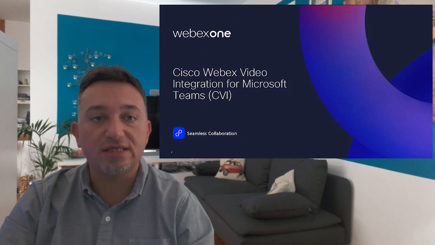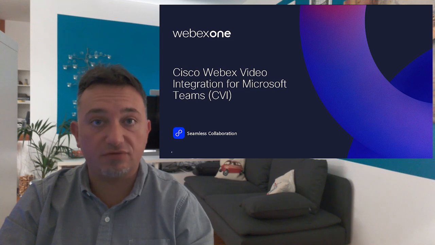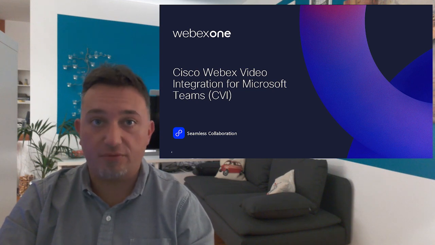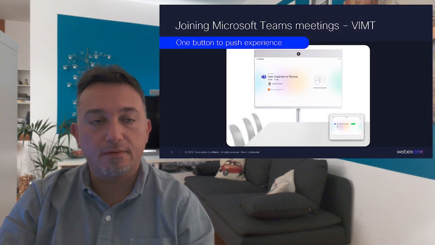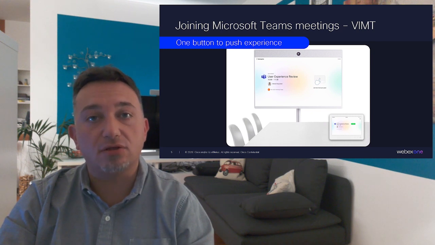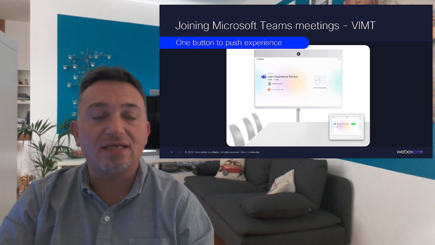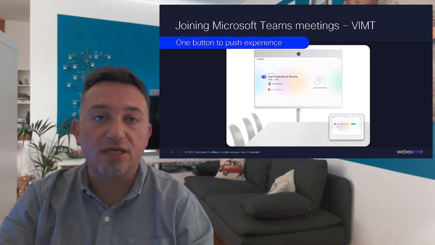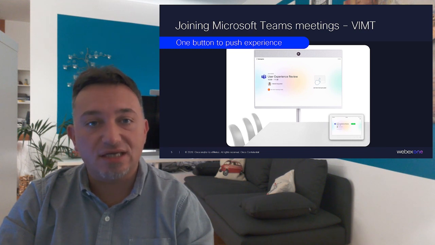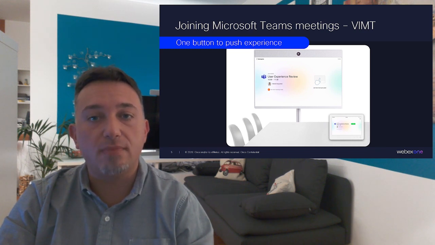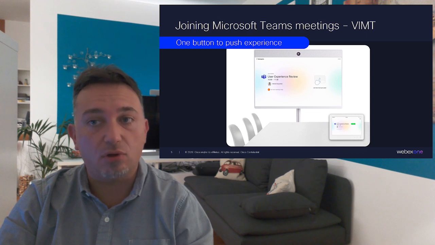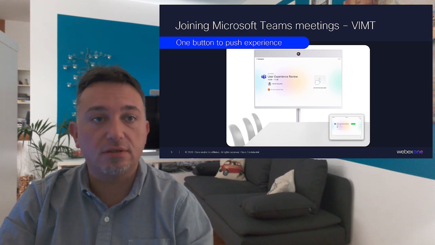Let's start with Cisco Webex Video Integration for Microsoft Teams, VIMT from now on. VIMT is based on Microsoft CVI, a solution designed by Microsoft and made available to selected certified partners like Cisco. We might say that VIMT is the Cisco implementation of Microsoft CVI. Microsoft CVI is a meeting-centric solution designed to make Microsoft Teams meetings available to standard SIP endpoints.